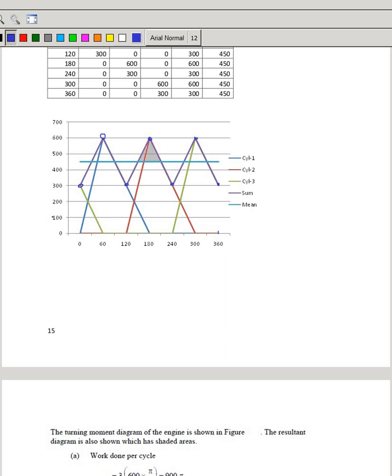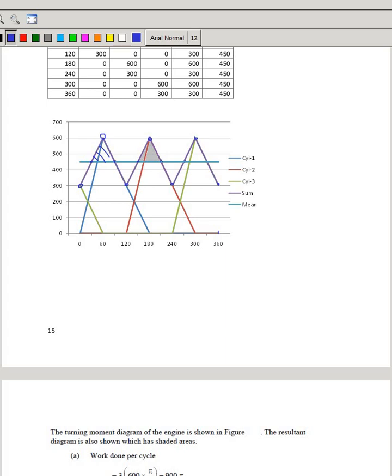So this is the mean torque line, 450, and actually the fluctuation of energy will be given by this area, because here energy this much it gains, this much it loses, again this much it gains, again this much it loses. So the difference between here to here is the same for all. So all are same. So you only take this shaded area to get the fluctuation of energy.